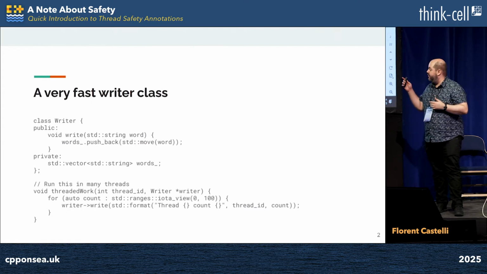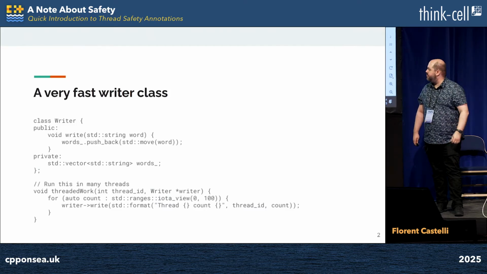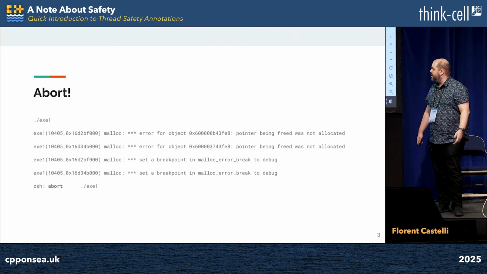So I have a function, threaded work, that is working in many, many threads, and it's calling my write function. Hooray, I have some fast code because I use threads. And then I run it, and it doesn't work. It aborts. So what's going on?